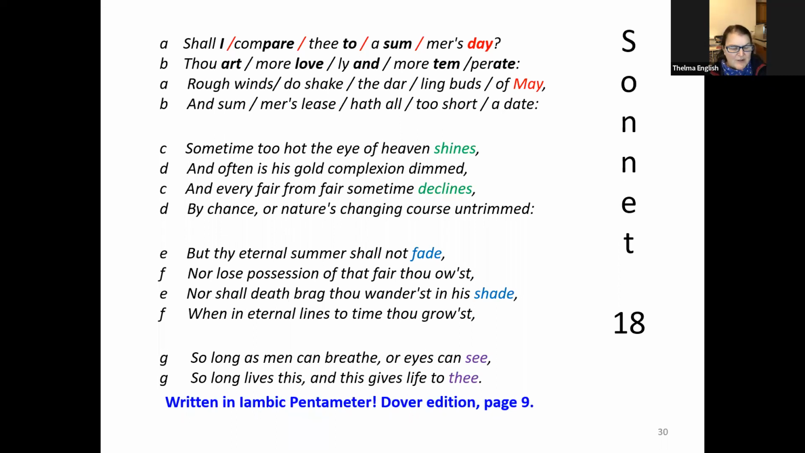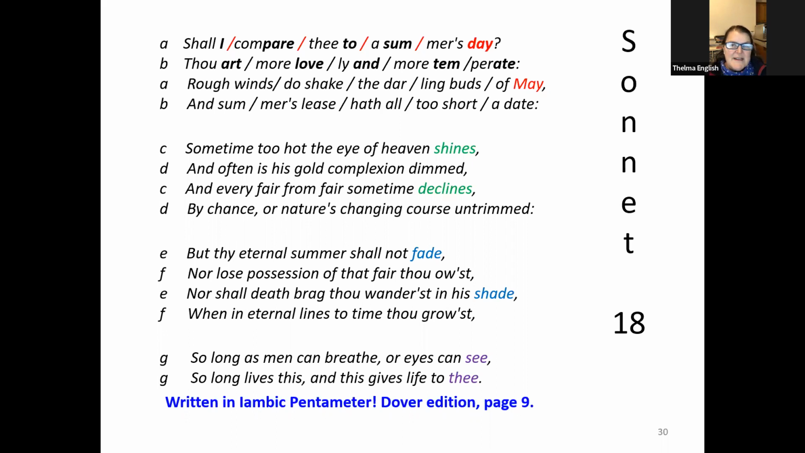I realize the sonnets in the Dover edition, I believe, are still printed in Roman numerals, and that's really hard for me. That's why I'm giving you the page number. It's page 9. I really don't love Roman numerals when we have English numerals so easy. I've gone through my entire edition and rewritten the numerals in English numerals rather than Roman numerals.